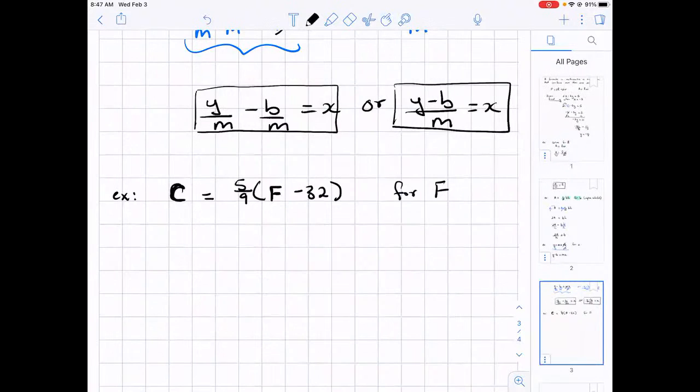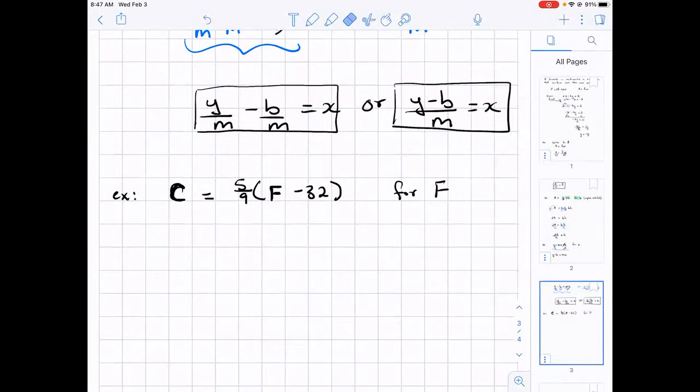So for example, if today is, I don't know what temperature it is today, let's say 30 degrees, and you want to convert that to Celsius, you could plug in F as 30, simplify this, and see what the temperature is for Celsius. But our goal is to figure out what Fahrenheit is.